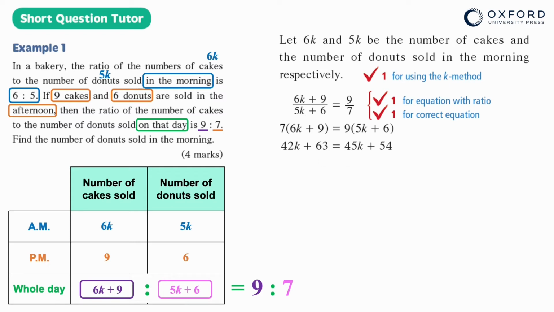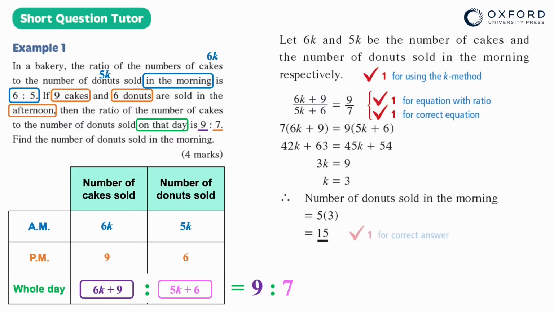Solving the equation, we found that k is equal to 3. Note that the question asks us to find the number of donuts sold in the morning. Therefore, the answer is 5 times 3, which is 15. 1 mark will be given for the correct answer.